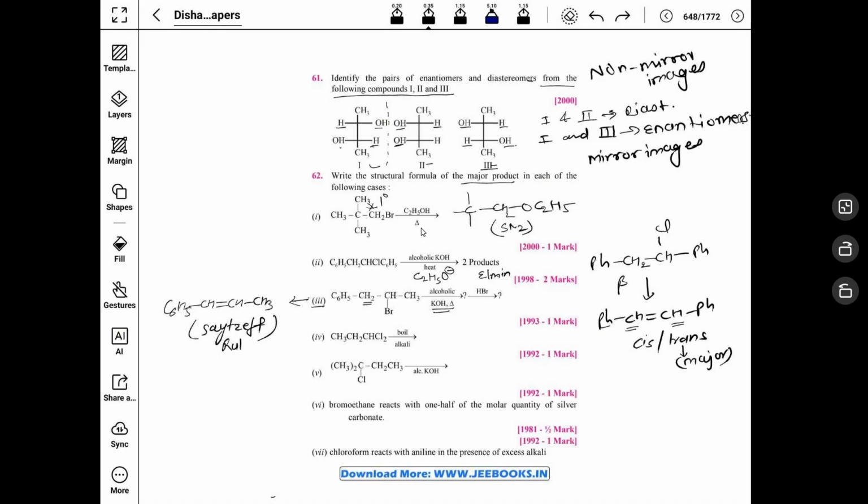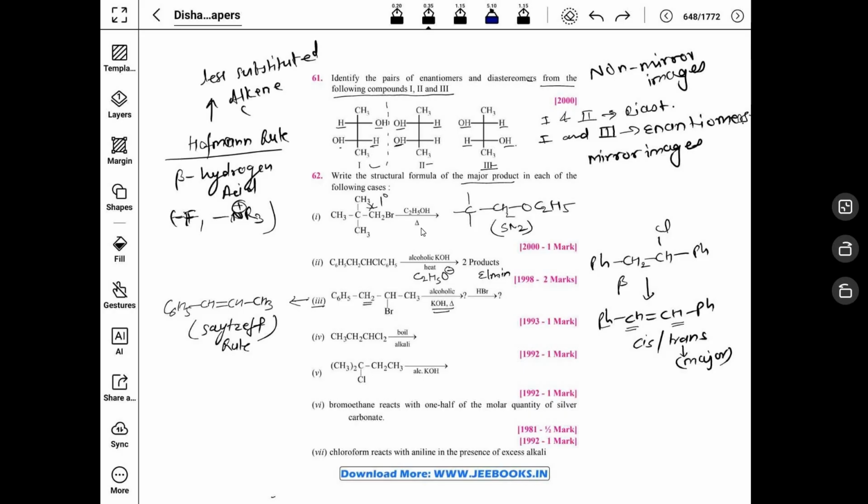According to the Saytzeff rule, we already learned that in some cases you can see the Hofmann product. For the Hofmann rule, it is important to have an acidic beta hydrogen, and this acidity can be due to fluoro or alkyl ammonium ion. When you see such a group present, it makes the beta hydrogen acidic, and in that case the less substituted alkene is the major product, while in the case of Saytzeff, the more substituted alkene is the major product.